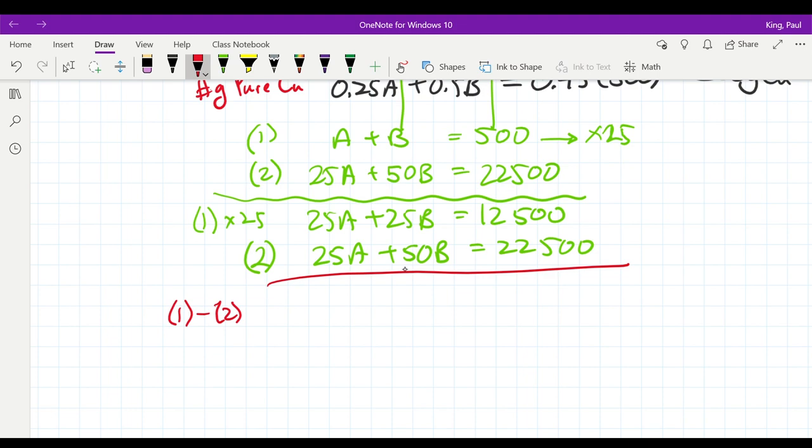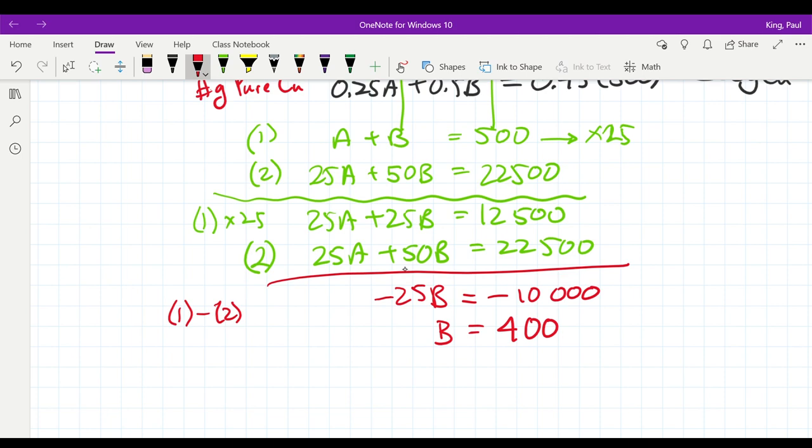So this is what we're going to have here. 25 minus 25 gets rid of A. 25 minus 50 for B is negative 25B, right? So 25B minus 50B, it's like 25 minus 50, turns out to be negative 25. 12,500 take away 22,500 gives us negative 10,000. Okay, now we divide both sides by negative 25. That gives us B on one side. Negative 10,000 divided by negative 25 gives us 400.